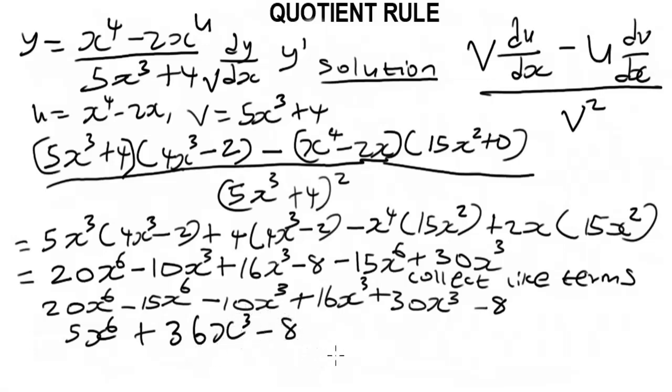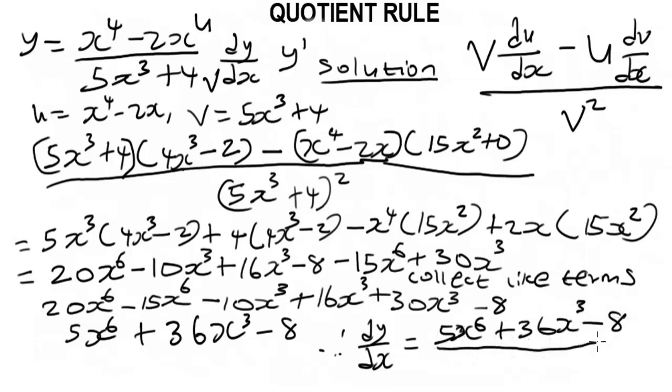Okay, so finally, therefore, dy over dx will be, bringing everything together, 5x raised to power 6 plus 36x cubed minus 8, all over v squared. V squared is what? We have it to be in bracket 5x raised to power 3 plus 4, squared. So this will be our final answer. So guys, that's it for quotient 2. It is as simple as that.